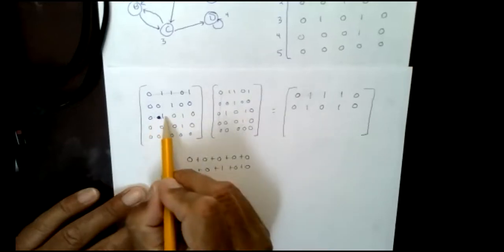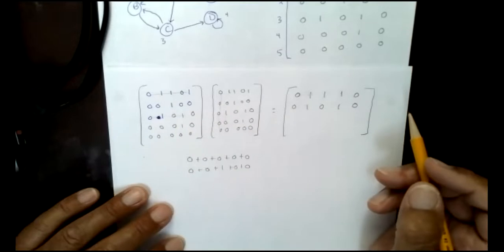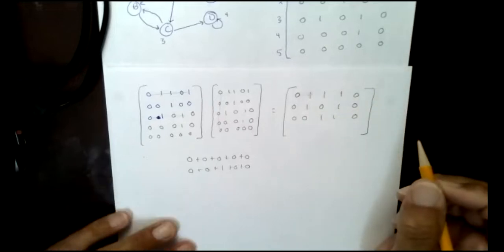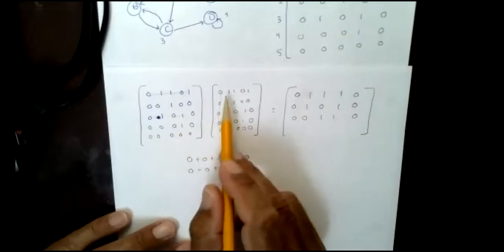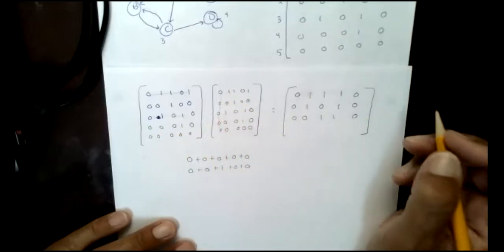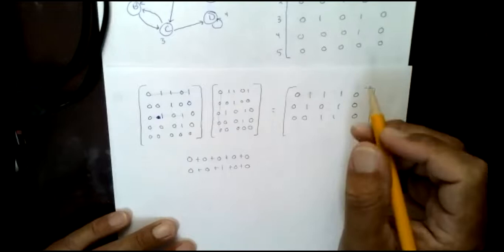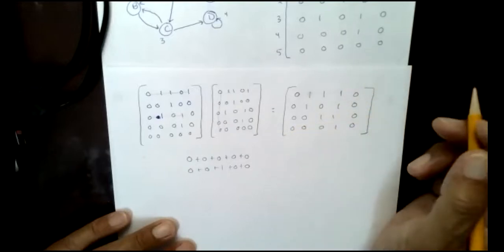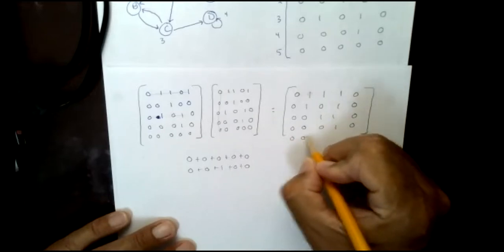I'm starting on row 3. I get 0, 0, 1, 1, 0. Row 4 times column 1, column 2, column 3. I get the ever popular 0, 0, 0, 1, 0. And the last row should be easy.